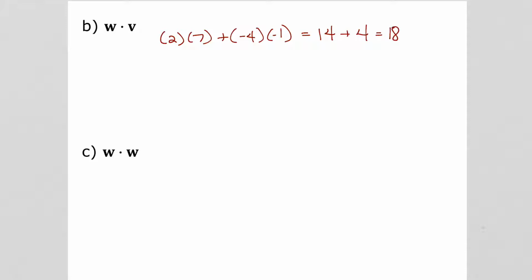So you can see that v dot w is the same thing as w dot v. And then w dot w will just take the x value twice, so 2 times 2, plus the y values twice, negative 1 times negative 1, gives us 5.